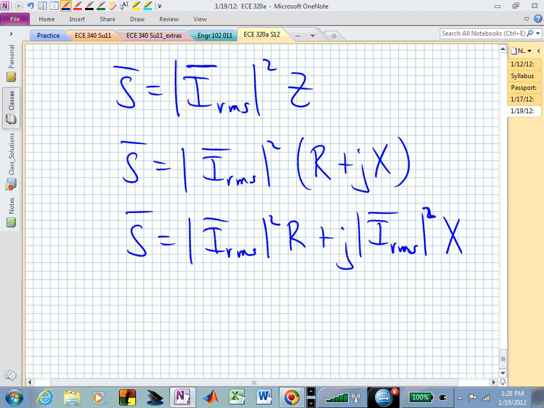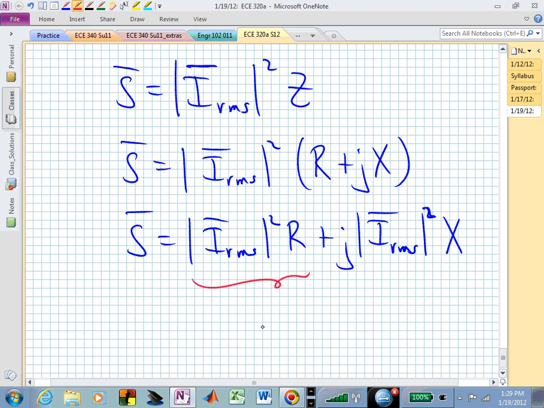That's just P plus jQ, isn't it? So now we've learned another way of finding P and Q if we're given the current magnitude and the real part or the reactive part of our element. We can then compute its real power and reactive power.